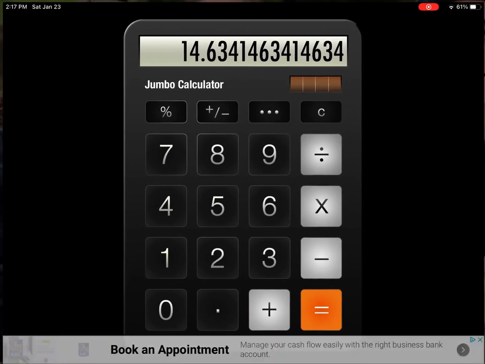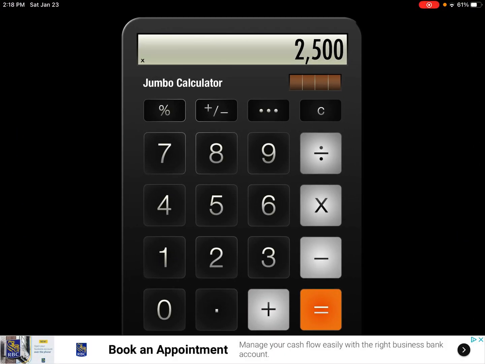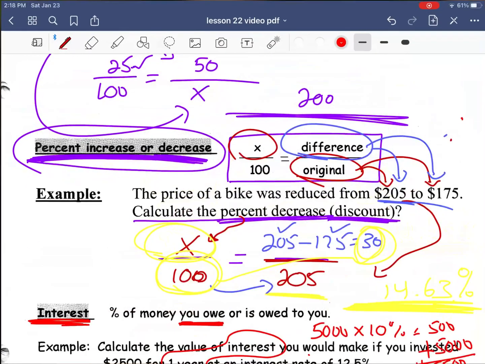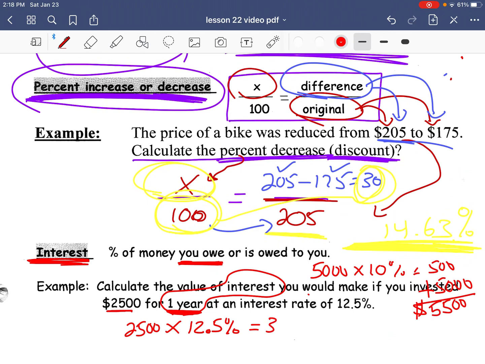So I would say 2,500 times 12.5% equal sign. Oh, I'm going to make it $312.50 extra after 1 year. So that would be proportionally. Obviously, if I only do it for 6 months, I would cut that in half.